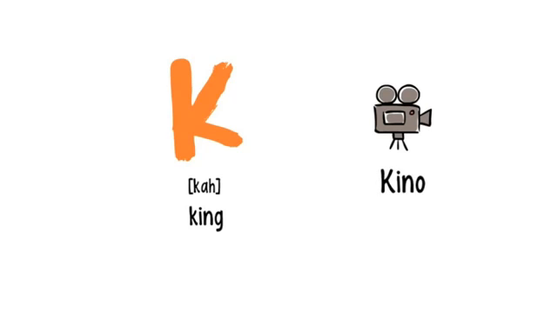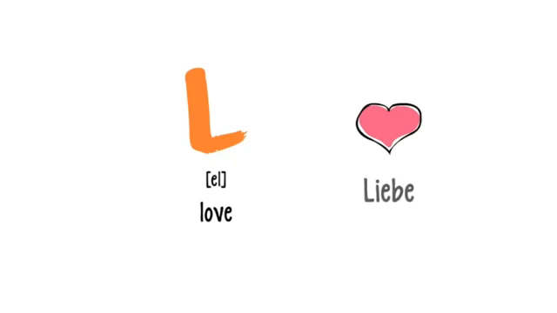K is pronounced like the K in the word king. The German word is Kino, which means cinema. The next letter is L. L is pronounced like the L in the word love, and the translation for love in German is Liebe.